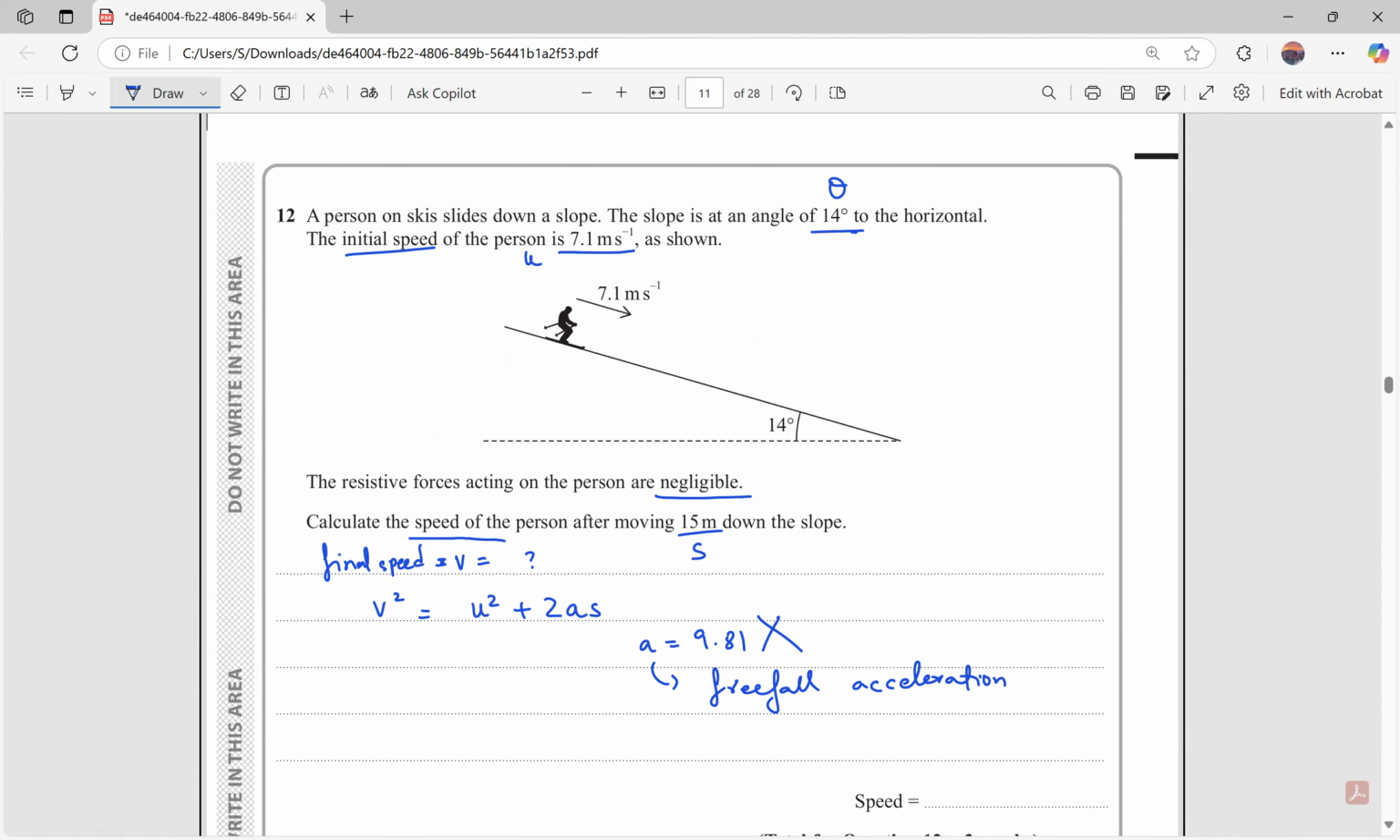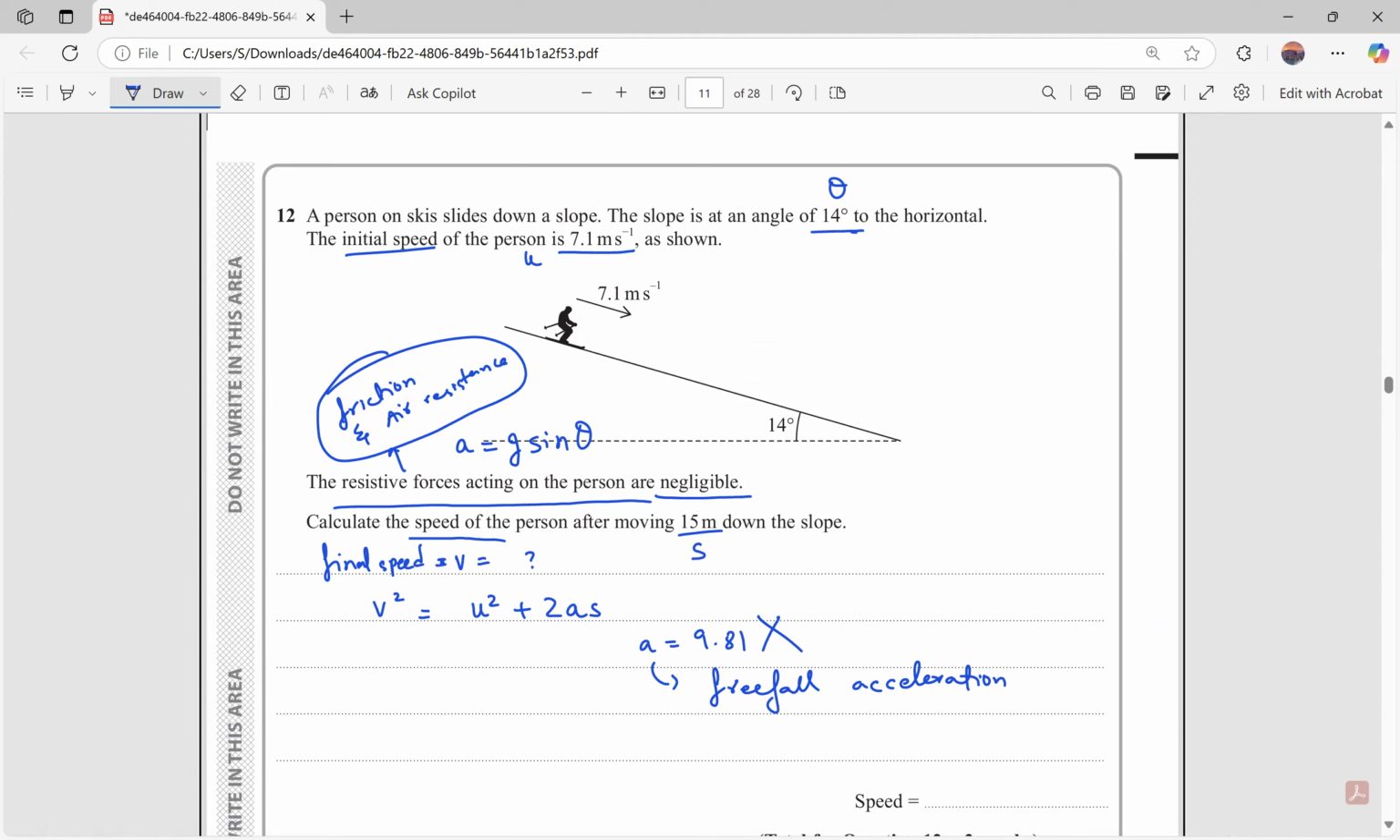Now, for any such questions, and this is very important, if the resistive forces, including friction and air resistance, are negligible and it's a slope question, the acceleration is always equal to g sine theta, theta being the angle. This will always be true as long as these are negligible.